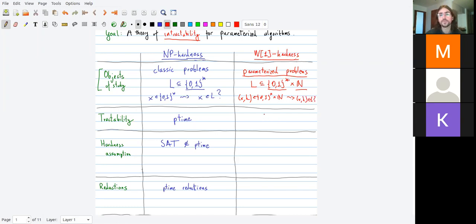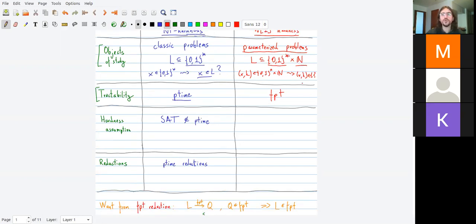The next ingredient that we need to understand is what it means that the problem is tractable for the complexity theory that we are talking about. In the theory of NP-hardness, tractability is defined as polynomial time solvability, the existence of a polynomial time algorithm that determines whether a given instance is a yes instance. In parameterized hardness, as you probably expect, tractability is defined as fixed parameter tractability. So a problem that is easy is a problem that is fixed parameter tractable.